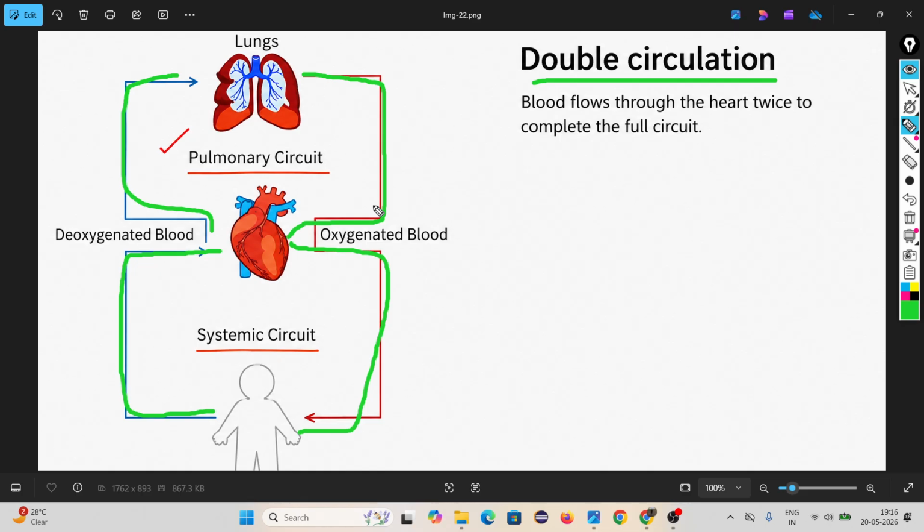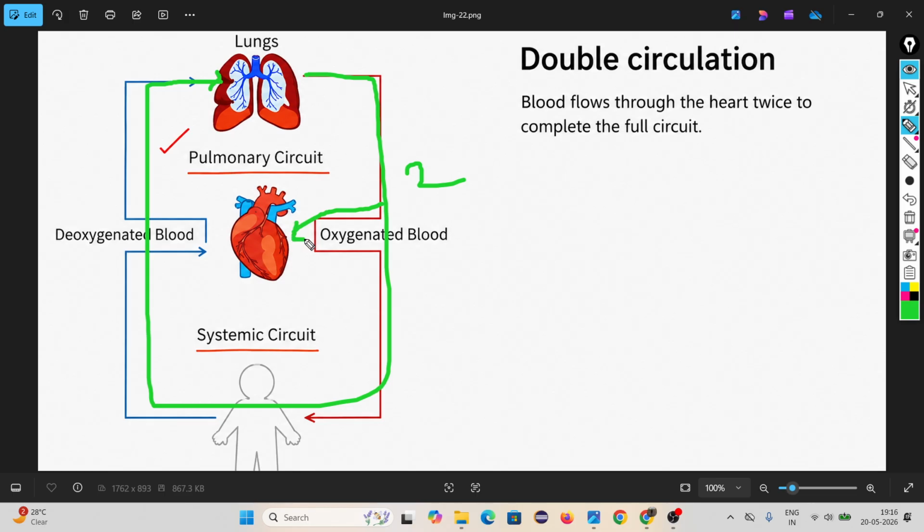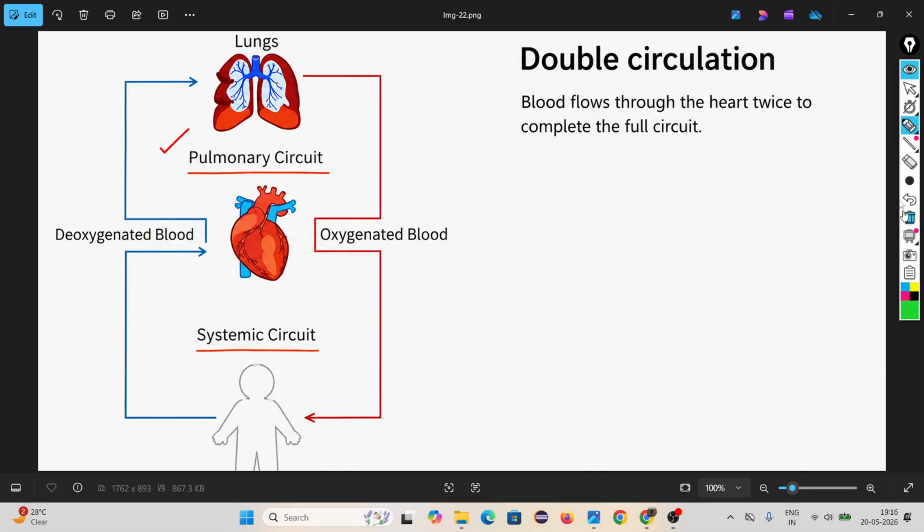So to complete the circuit, wherever the blood starts to reach that part, two times blood is going inside the heart. That's why it is called double circuit. You understand what is meant by double circuit?